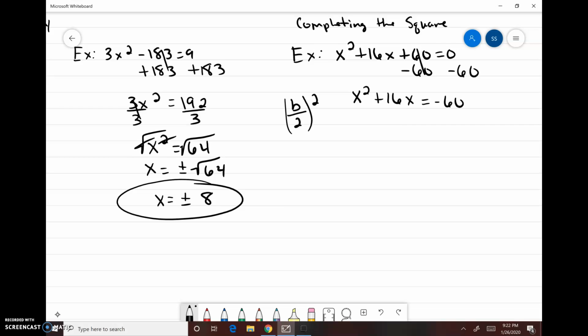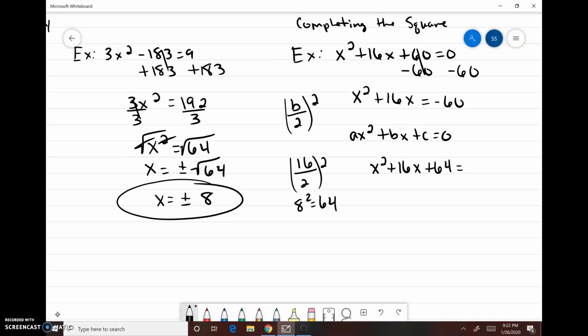Okay, and if you don't remember where that comes from, remember, the standard form for a quadratic equation is ax squared plus bx plus c equals 0. So the b term is the number in front of the x. So in this case, it's the 16. So we're going to take 16, divide it by 2, and then square that. Okay, so 16 divided by 2 is 8. And then 8 squared is 64. So what we're going to do with that value now is add it to each side. So we're going to add 64 to the left side. We're going to add 64 to the right side.